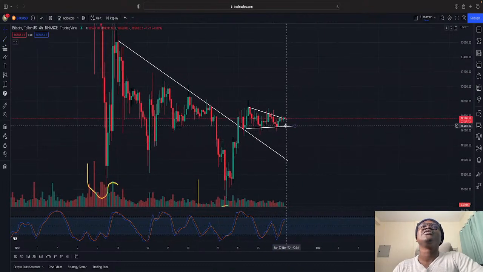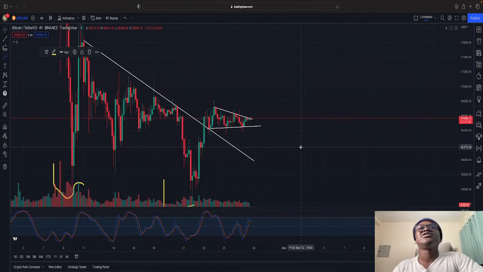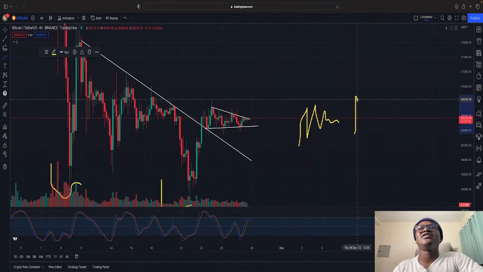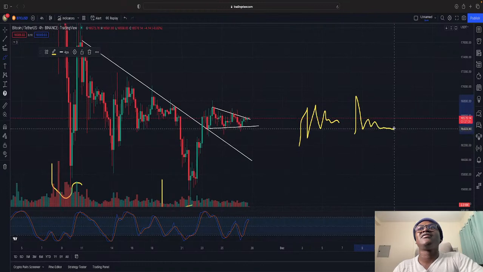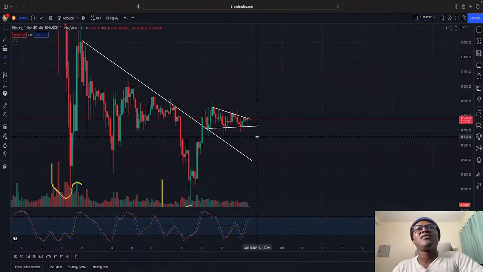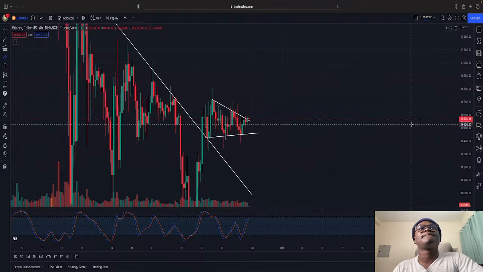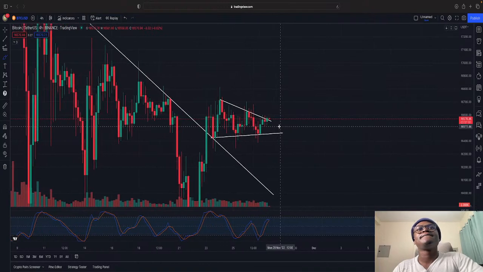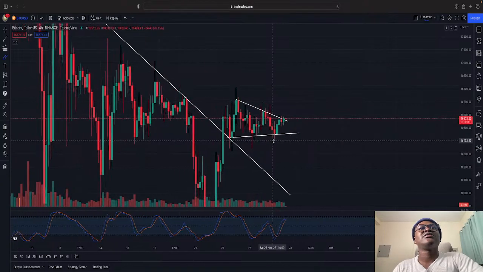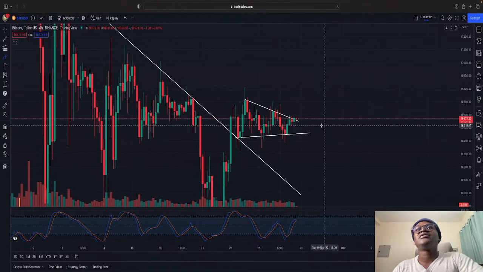It's not really a bull pennant. Just as a reminder, a bull pennant is like this, and a descending triangle is like this. Yeah, you would easily see this and call it a descending triangle.